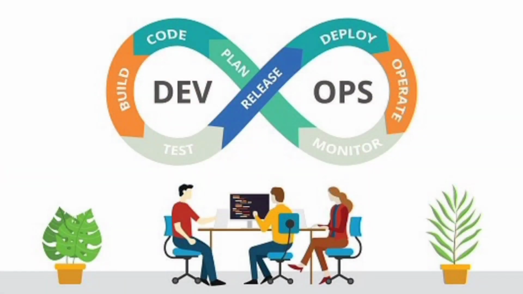So the process is plan, code, build, test, which is usually done by development team, then release, deploy, operate, monitor, which is done by operation team. So this is actually a continuous process. So based on the continuous monitoring feedback, we will do the planning again, then coding, building, testing, and so on. So this will keep on continuing. So the DevOps practice will make this process faster and with high quality.